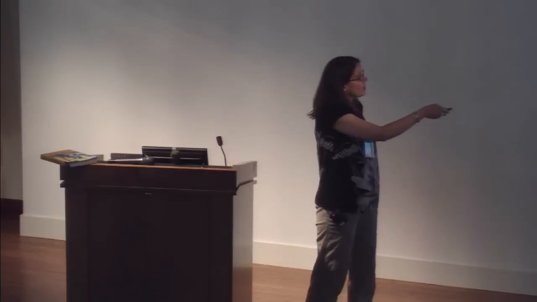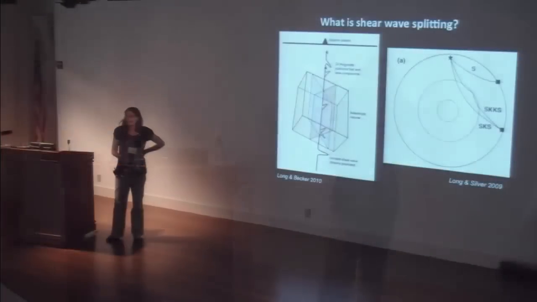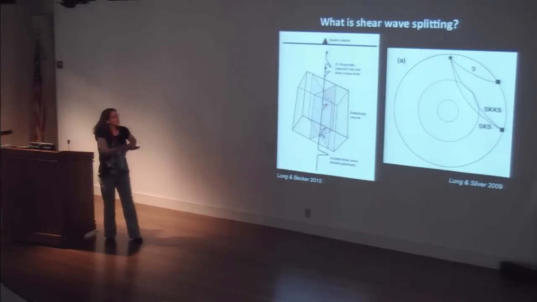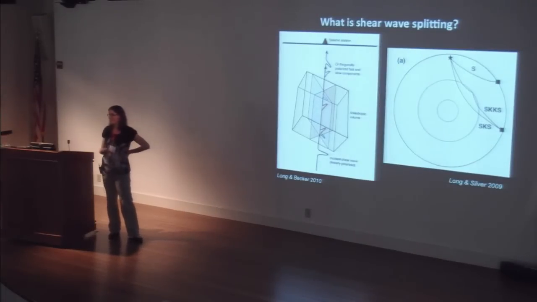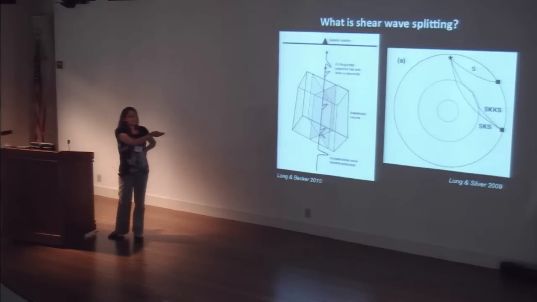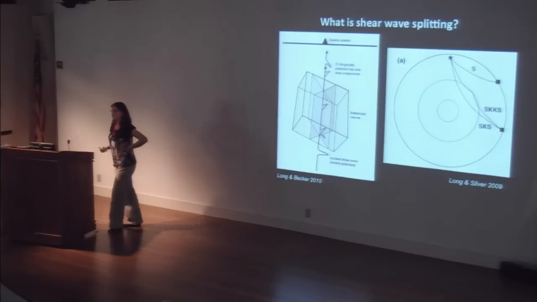In this case, if you have an S wave that goes directly from an earthquake to a receiver, your anisotropy can be anywhere along the path, and you might have some anisotropy near the source, and we can actually use these waves to study source-side anisotropy. Or if you can correctly account for any source contribution, you can use it to study anisotropy beneath the receiver as well.